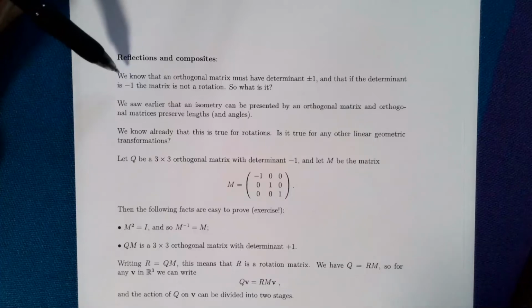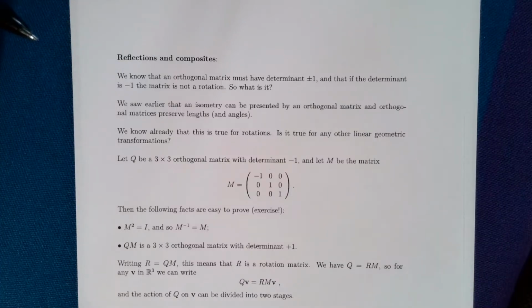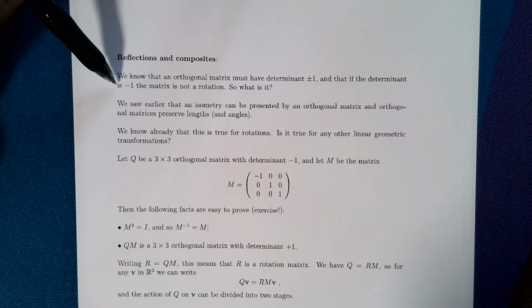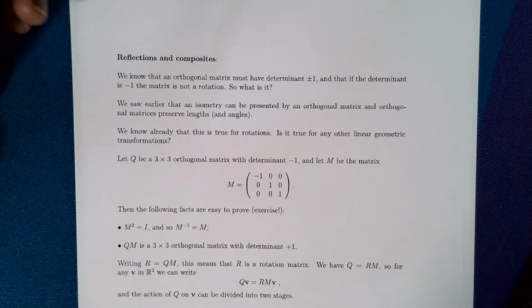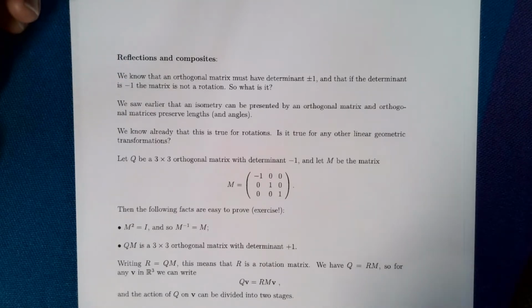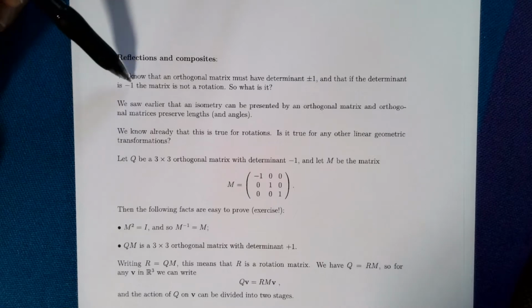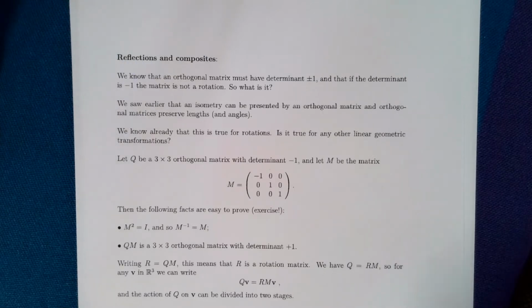So we know that an orthogonal matrix has to have determinant plus or minus 1. You should make sure you know how to prove that. It's fairly simple. And we know that if the determinant is plus 1, it's going to be a rotation. But what happens if the determinant's minus 1? Well, it won't in general be a rotation, so we'd like to know what it is.